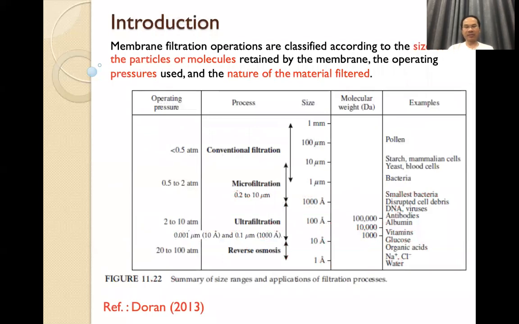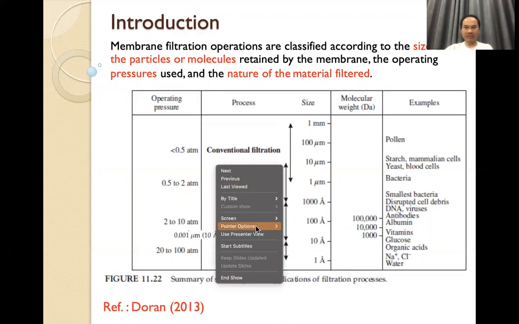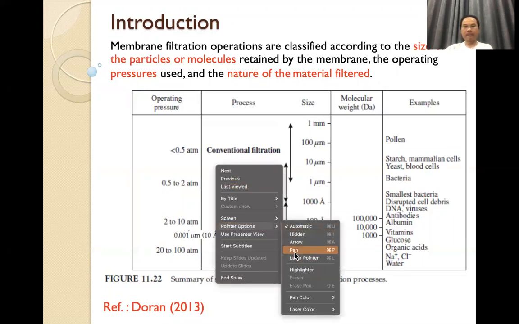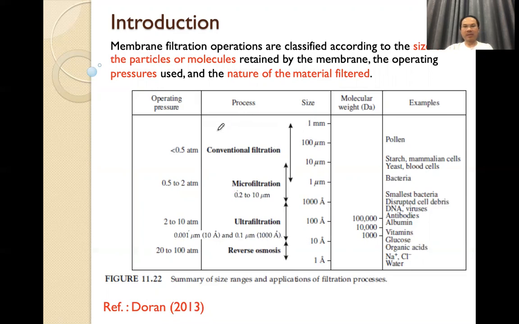This slide shows that membrane filtration operations can be classified according to the size of the particle or molecule retained by the membrane, the operating pressure used, and the nature of the material filtered. For the conventional filter, the particle size retained is mainly greater than 10 micrometers, from 10 micrometers up to millimeters.